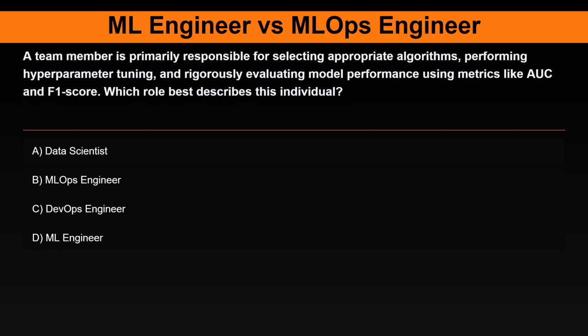Question 11. A team member is primarily responsible for selecting appropriate algorithms, performing hyperparameter tuning, and rigorously evaluating model performance using metrics like AUC and F1 score. Which role best describes this individual? Option A. Data scientist. Option B. MLOps engineer. Option C. DevOps engineer. Option D. ML engineer.